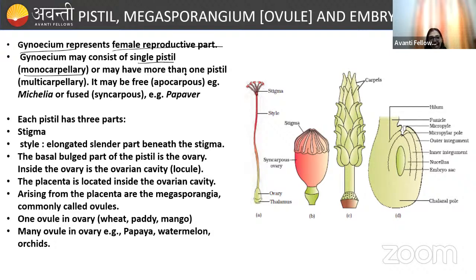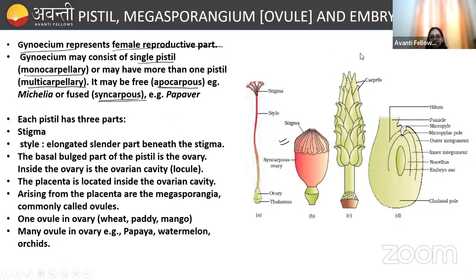If the gynoecium has more than one pistil, then it is known as multicarpellary. Multi means many, carpellary means carpel. So it has multiple carpels. It can be apocarpous or syncarpous. Apo means free, so the carpels are free. In syncarpous, the carpels are fused. For example, this is a condition of papaver, where the gynoecium is multicarpellary and syncarpous.